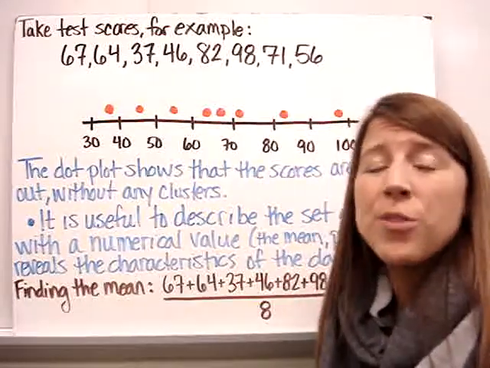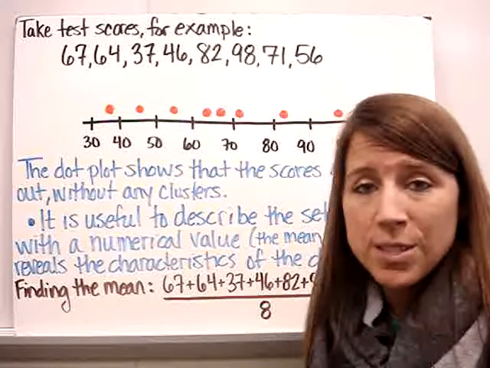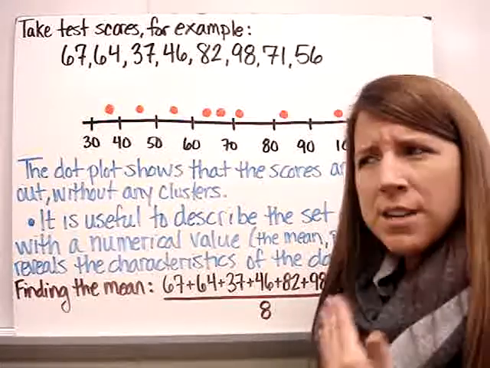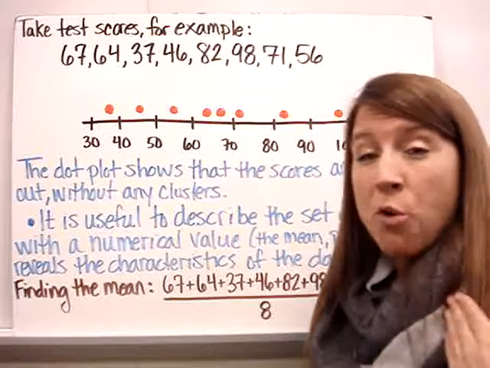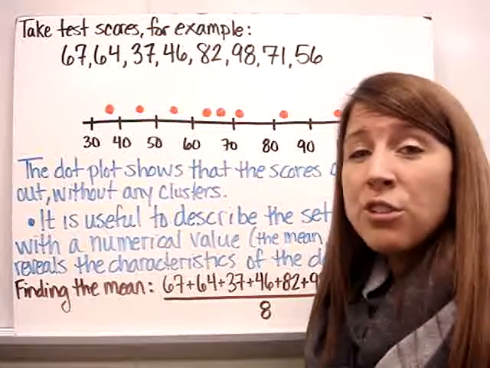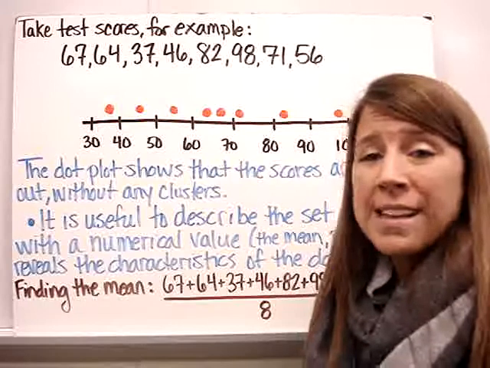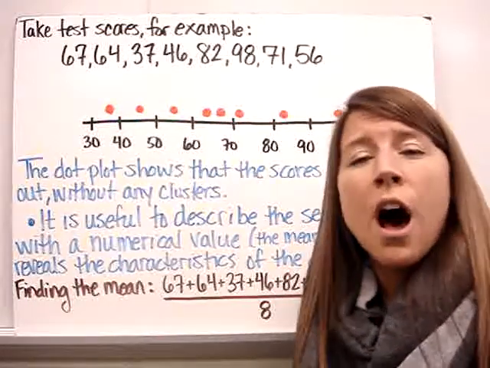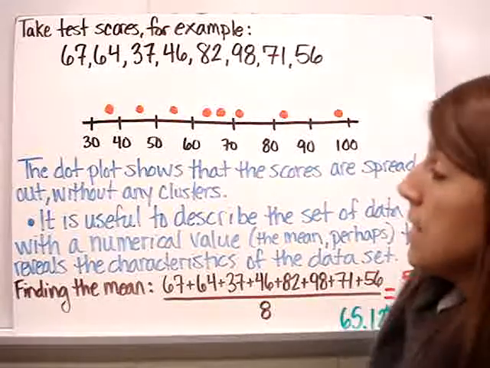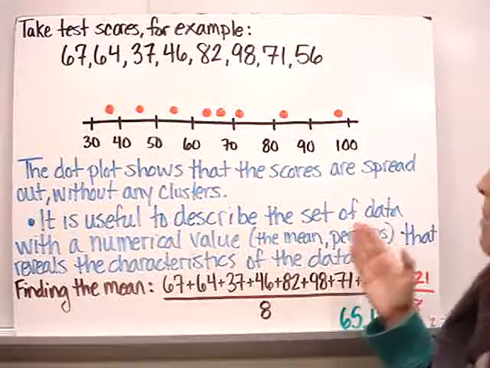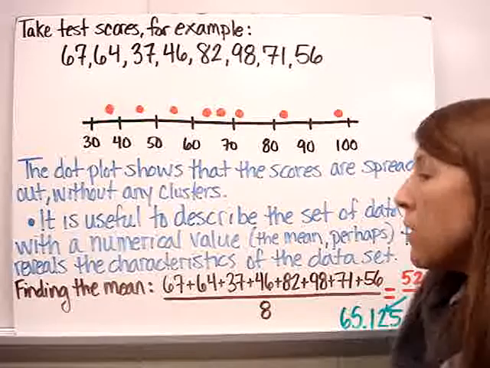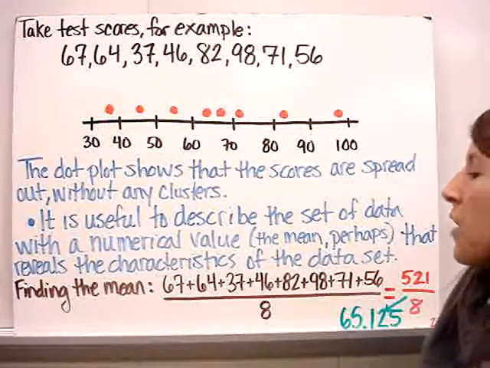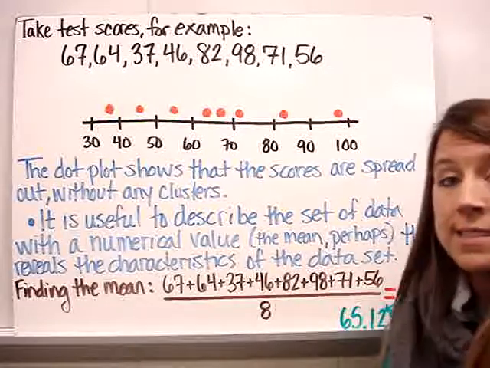So if we wanted to describe these test scores in a way, you may be familiar with your teacher saying what the class average of a test was. Oftentimes, if you hear the class average, you can measure whether or not you think you performed better than the class average or below the class average. And the class average is typically around the middle of all of the test scores. So it is useful to describe this set of data with a numerical value, like the mean, that reveals the characteristics of the data set.